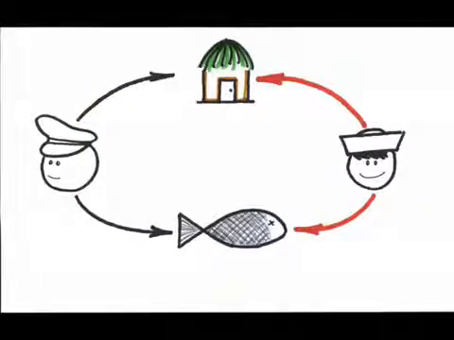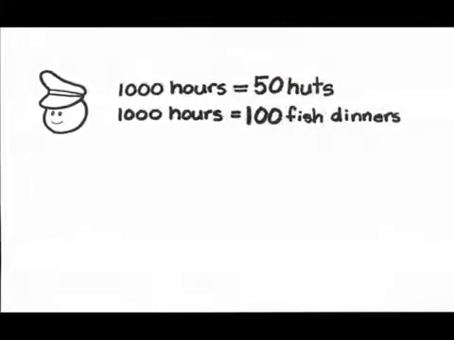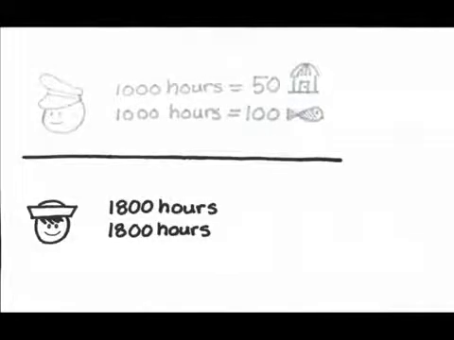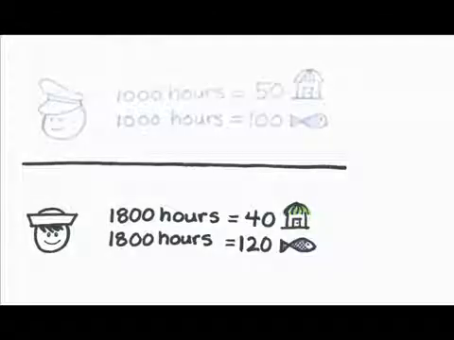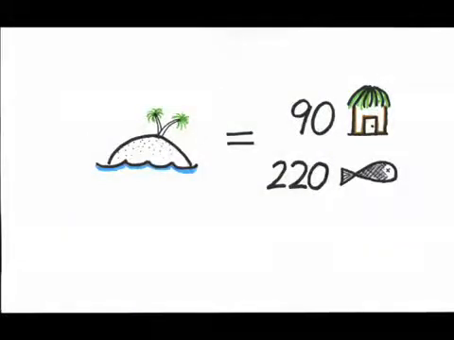Let's say that the two producers each split their resources, time, evenly among the two products. Skipper will spend 1,000 hours on hut building and 1,000 hours on fish dinners. In the end, Skipper builds 50 huts and creates 100 fish dinners. In the meantime, Gilligan will spend 1,800 hours on hut building and 1,800 hours on fishing. Ultimately, he will build 40 huts and create 120 fish dinners. In total, the overall island production between the two producers is 90 huts and 220 fish dinners.